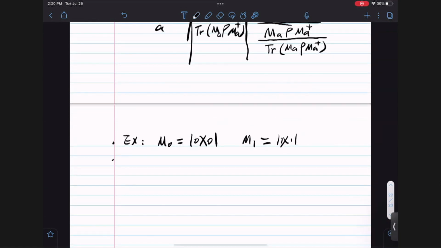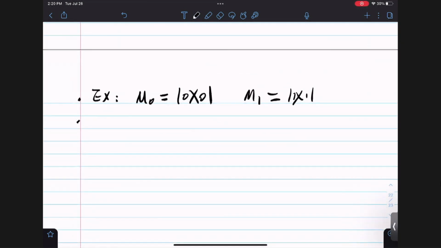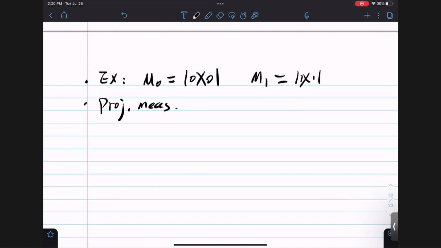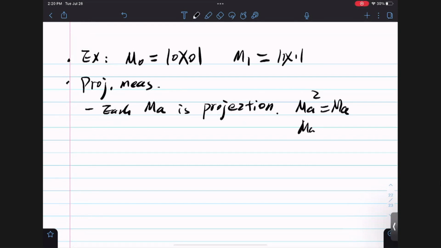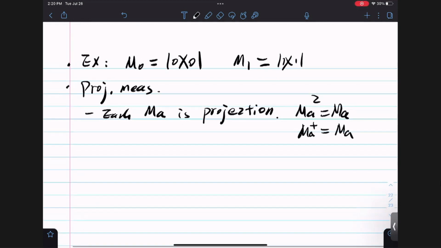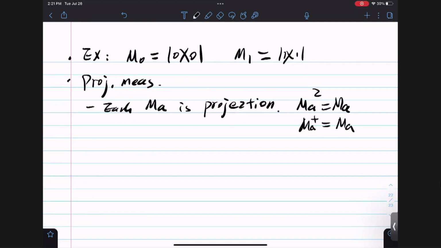And this measurement under the computational basis is a special case of an important family of measurements, which we call projective measurements, or also von Neumann measurements. In this case, each measurement operator, M_A, is going to be a projection. So what is a projection? A projection is a matrix where the square is itself and the conjugate transpose is itself as well. So that defines a projective measurement.